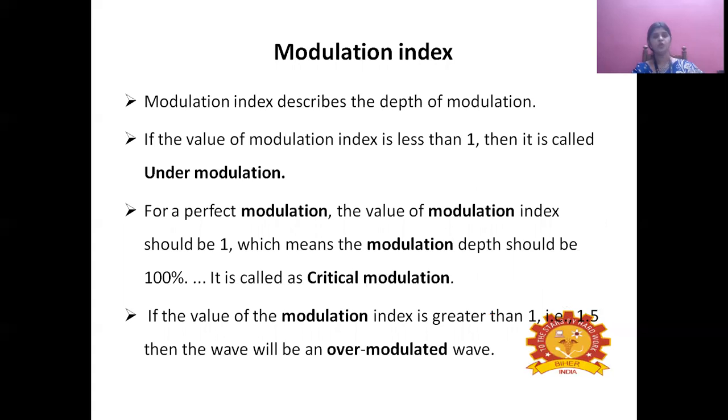Next, the modulation index. The modulation index describes the depth of modulation. If the value of modulation index is less than 1, it is called under modulation. In the case of amplitude modulation, the ratio of the modulating signal amplitude to the carrier signal amplitude gives the modulation index. So for a perfect modulation, the value of modulation index should be equal to 1, which means the modulation depth should be 100%, which is called the critical modulation. If the modulation index value is greater than 1, say 1.5, then such type of modulation is called over modulation.